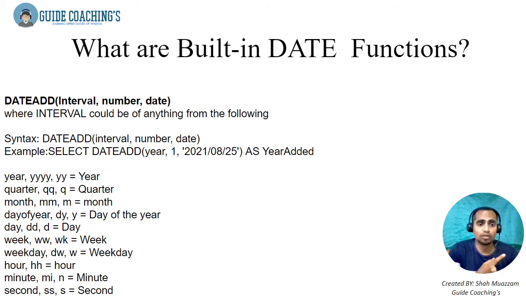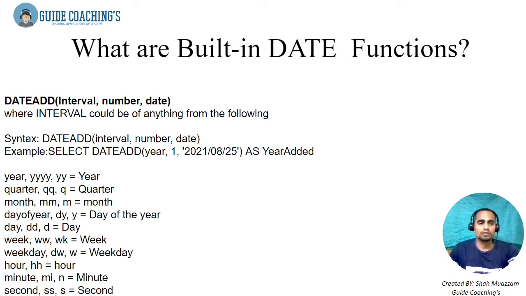You can either write quarter or qqq, you can write month or simply m. You can write day of the year, or dy or y. If you want to add a day, you can write day directly, dd, or d. These are three options. For week, we can directly write week, ww or wk. For weekday you can see dw. Then we have hour for HH, for minute MI or N, and seconds for SS.